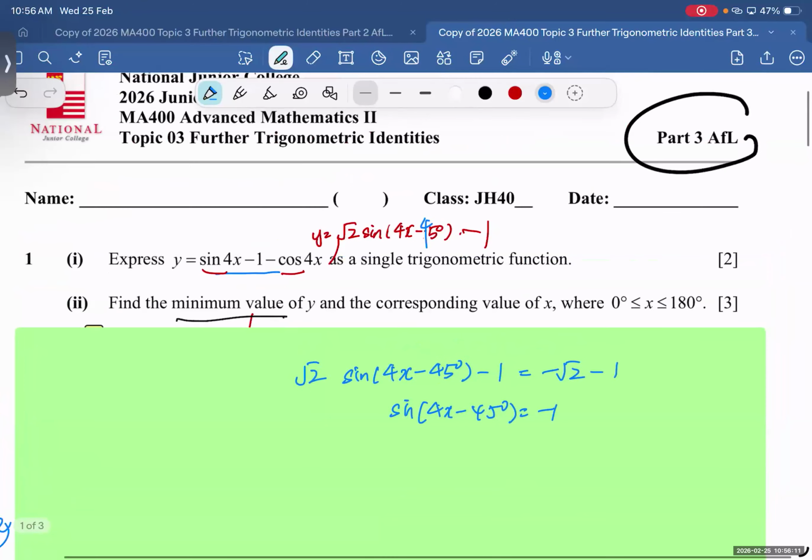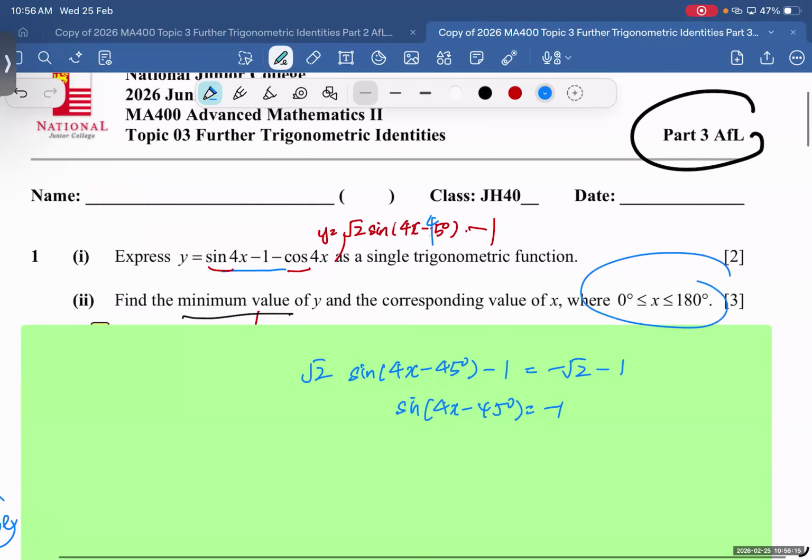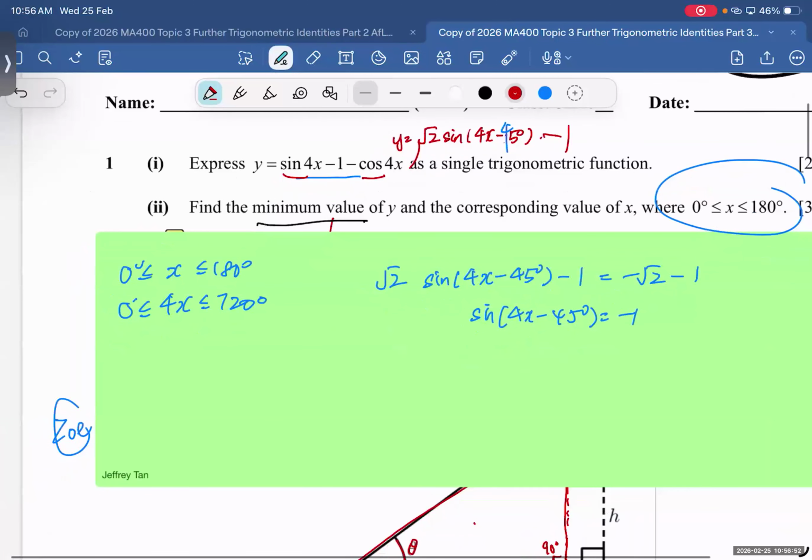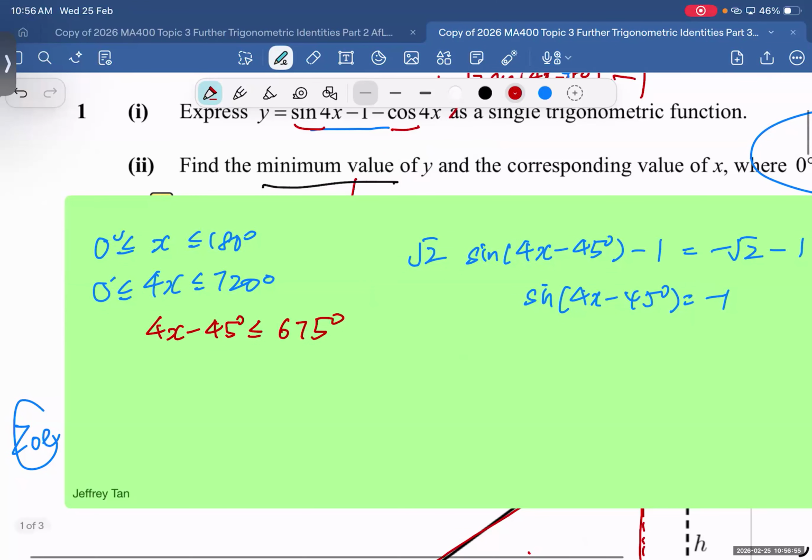Is it okay? Don't forget the range, Edison. 4x minus 45, right? Okay, because x is between 0 and 180, right? That means 4x is between 0 and 720. Correct? Is that okay with you? All right. So after that, 4x minus 45 will be between -45 and 675. Does it make sense? Minus 45 on both sides.